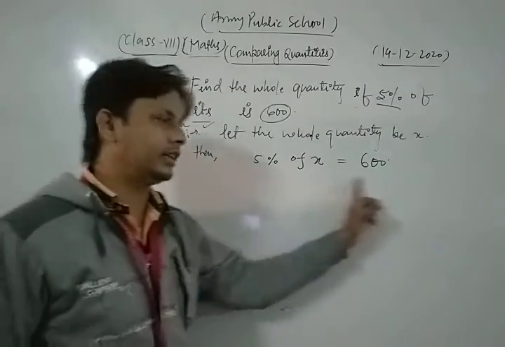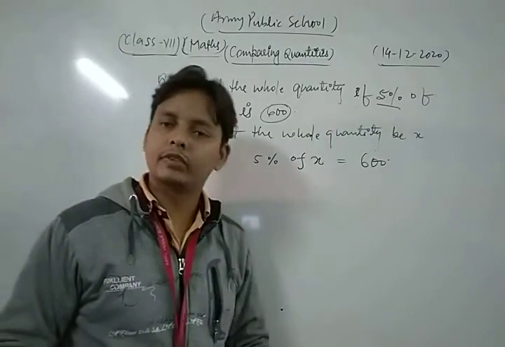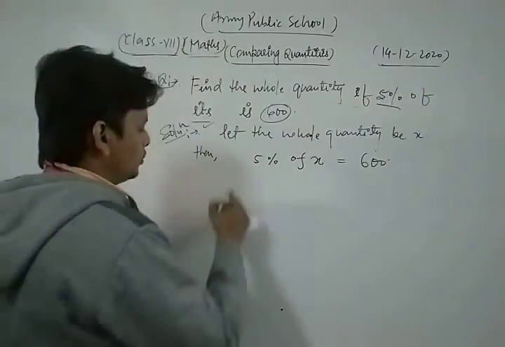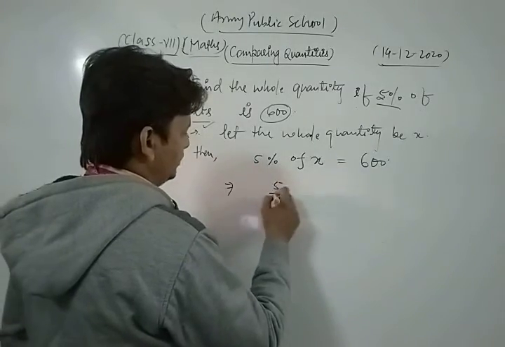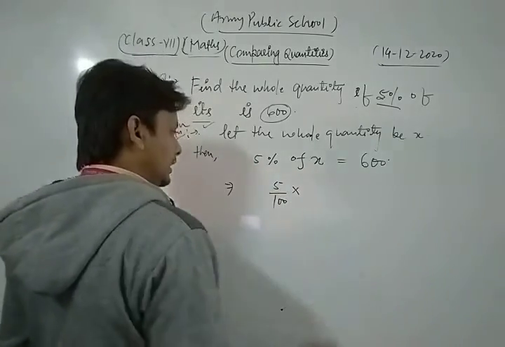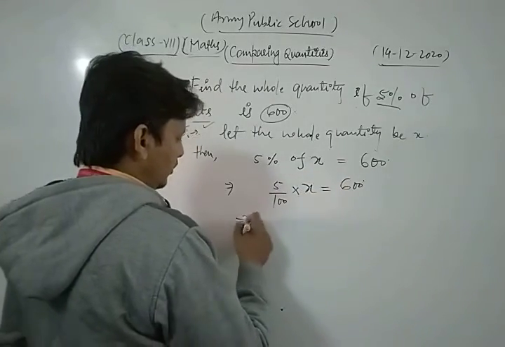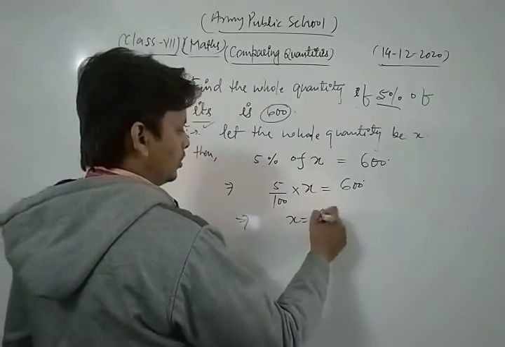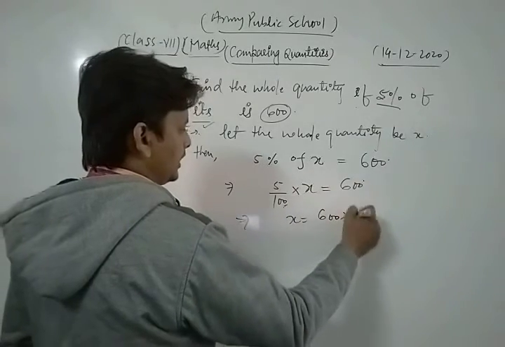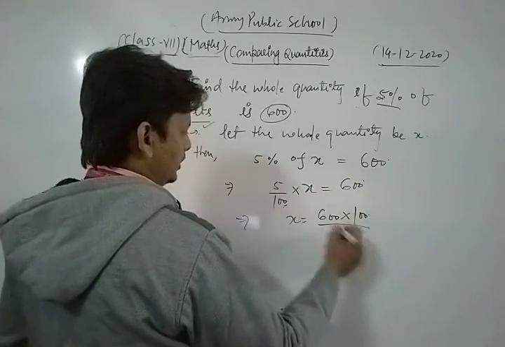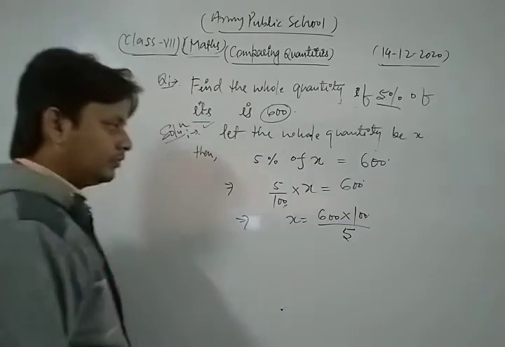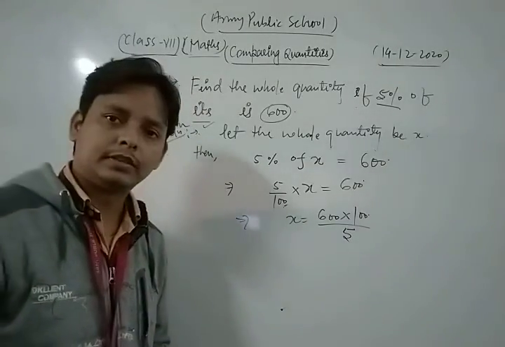Now we simplify that equation and find the value of x as the whole quantity. We can write 5% as 5 by 100, into x as it is, which is 600. Thus the value of x is 600 multiplied by 100 upon 5. That is 600 into 100 divided by 5.